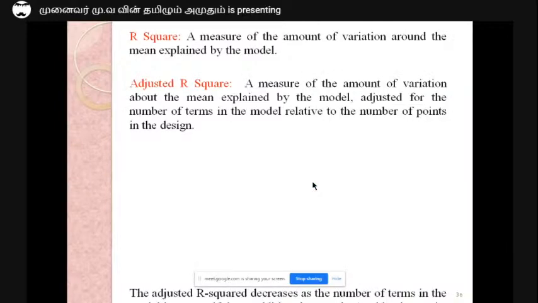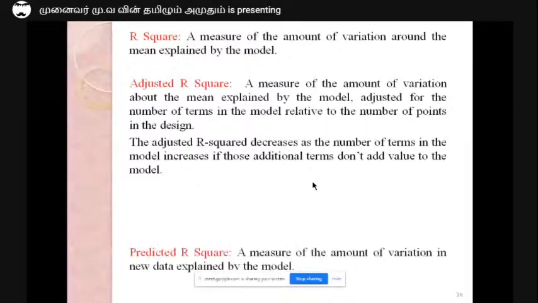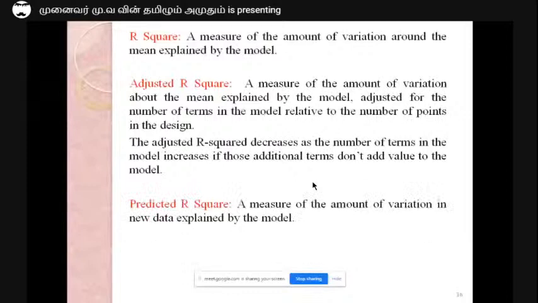Here, R square is a measure of the amount of variation around the mean explained by the model, and the adjusted R square is a measure of the amount of variation around the mean explained by the model, adjusted for the number of terms in the model relative to the number of points in the design. Therefore, there are three different values: R square, adjusted R square, and predicted R square. Each R square should be close to each other.